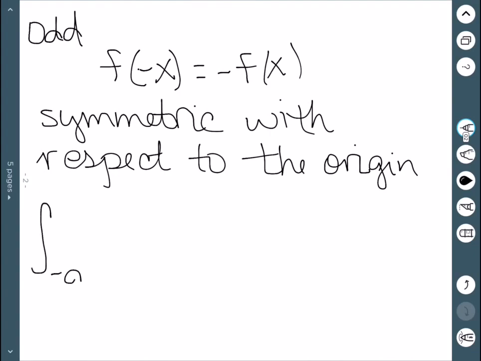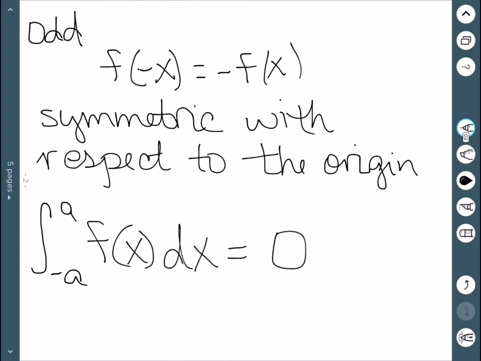Here we have if an integral goes from negative a to a of f of x dx, it's equal to 0. And this is a result of this symmetry as well. If the right side has a positive area, the left side from negative a to 0 will have the same area, only negative. If the right-hand side is below the x-axis, the left-hand side will be above. So one side will be positive, one side will be negative, and they'll cancel each other out.